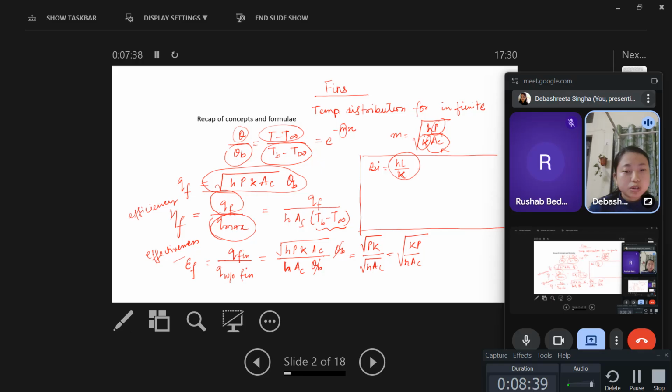That means the resistance is very less. Suppose this is the object, and inside this object whatever the temperature is, outside also it is the same. That means the resistance to conduction inside the object is very less. Towards the outside of the object, there is uniform temperature. That means the resistance to conduction is very less compared to the resistance to outside, that is convection.